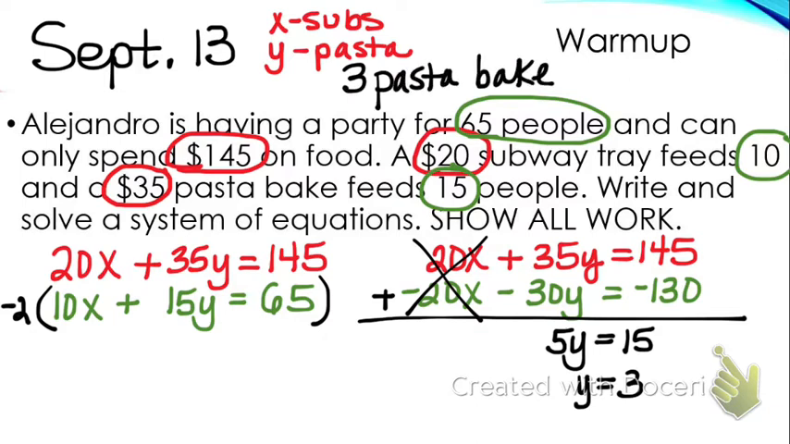So now let's figure out how many Subway trays they need. You can choose which equation you want to work with. You can work with the red one or with the green one. I think I'm going to go with the green one. No reason. You get the same answer with both. So 10x plus 15 times 3 equals 65. Go ahead and solve that for x.